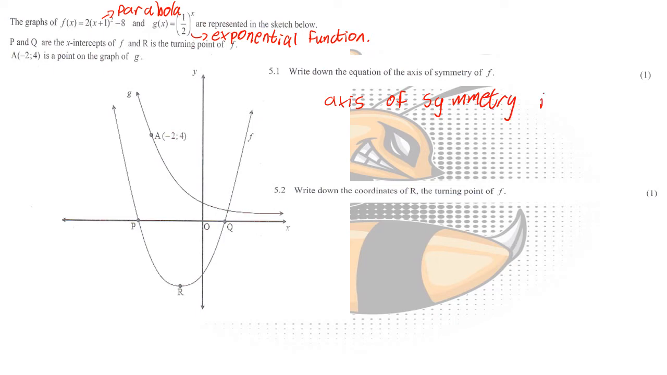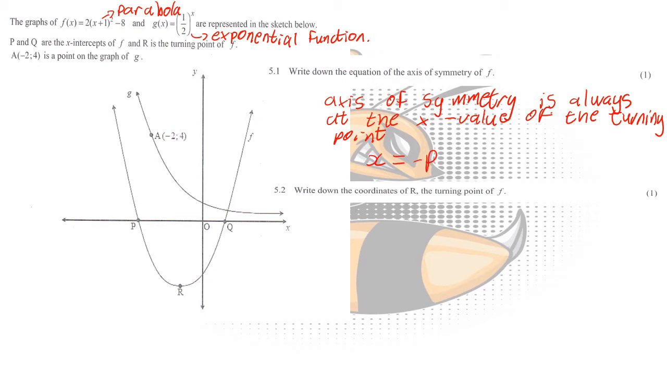Now in this case, f will be my parabola, and for a parabola, the axis of symmetry is always at the x value of the turning point. So therefore we know that x will be equal to the negative p value in this case. Therefore the axis of symmetry will be where x is equal to −1.